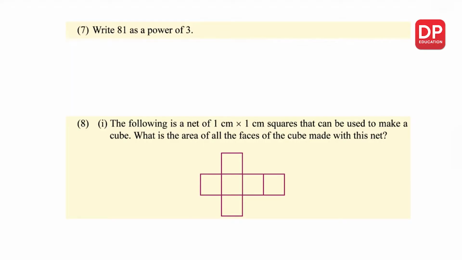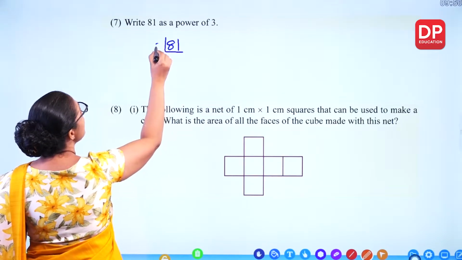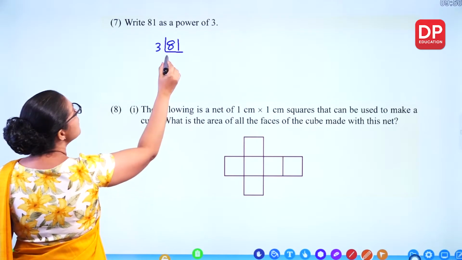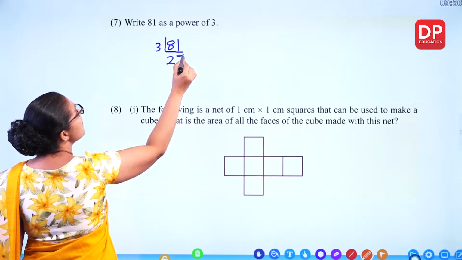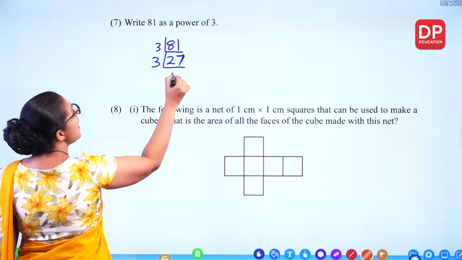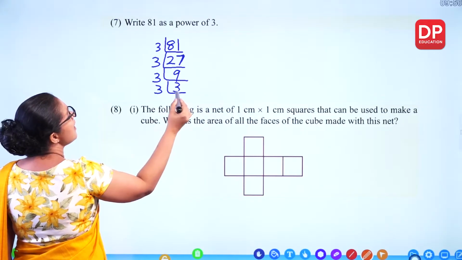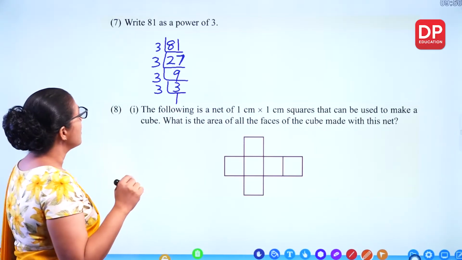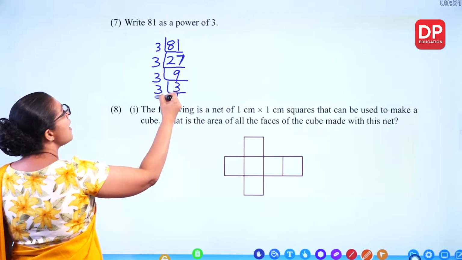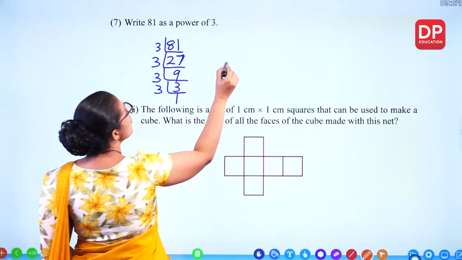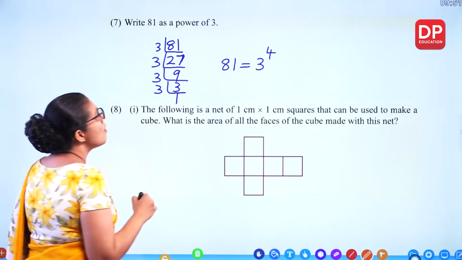Write 81 as a power of 3. So to do that, you can divide by 3 and see how many times you divide. 3 times 9, 27. Again, divide by 3, you get 3. Again, you can divide, you get 1. So till you get 1, you can divide. So how many 3's are there? 1, 2, 3, 4. So 81, you can write as 3 to the power of 4.